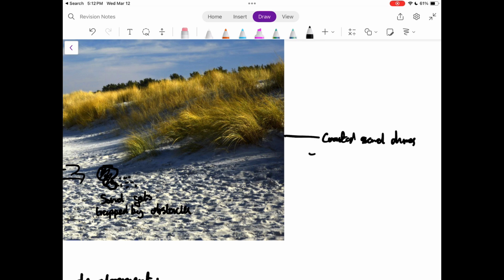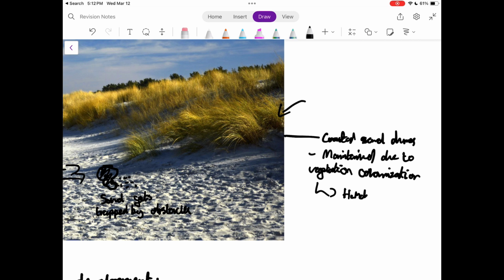And they are maintained due to the colonization of vegetation. So due to vegetation colonization, and this holds the roots together.